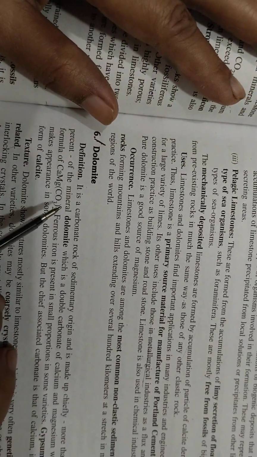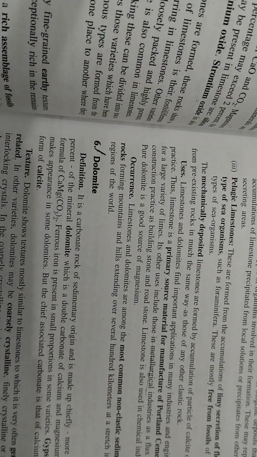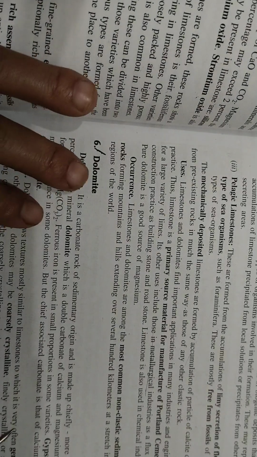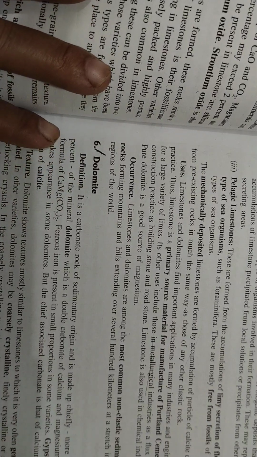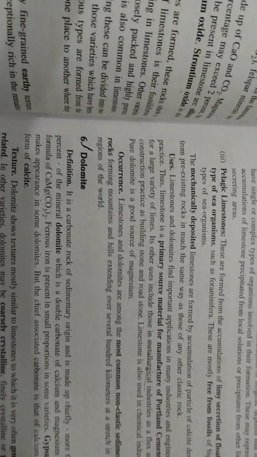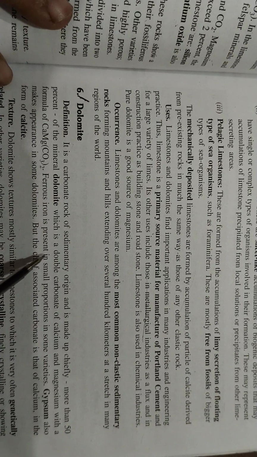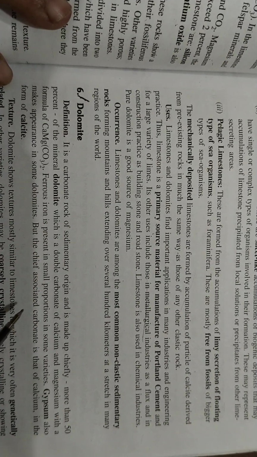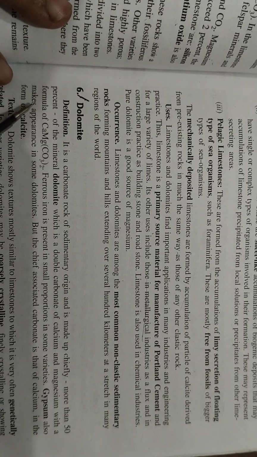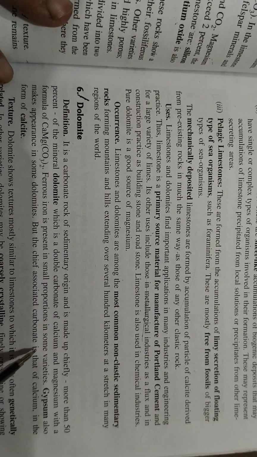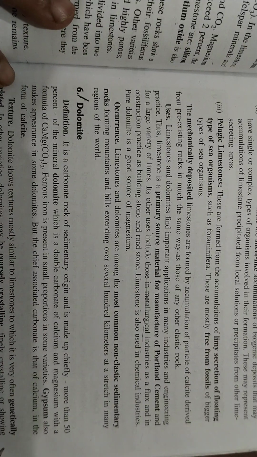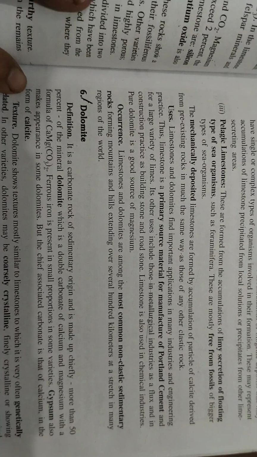Dolomite definition. It is a carbonate rock of sedimentary origin and is made up chiefly of more than 50% of the mineral dolomite, which is a double carbonate of calcium and magnesium with the formula CaMg(CO3)2, and ferrous iron is present in small proportion in some varieties. Gypsum also makes an appearance in some dolomites, but the chief associated carbonate is that of calcium in the form of calcite.